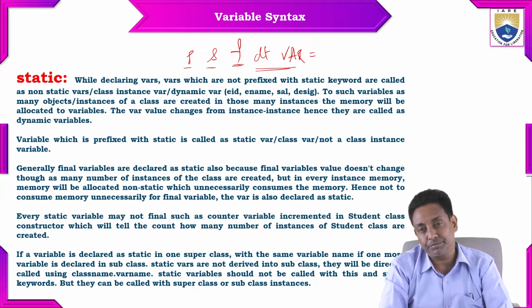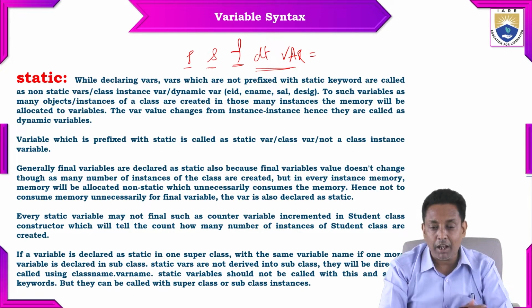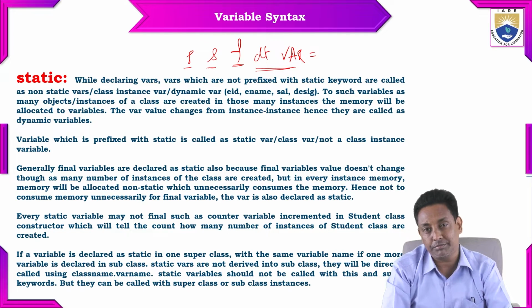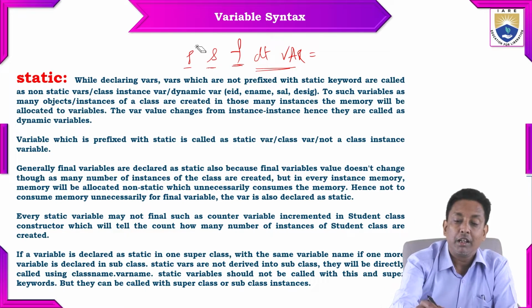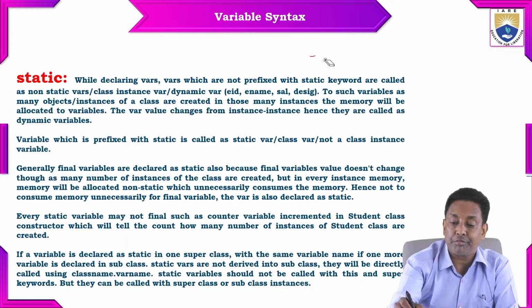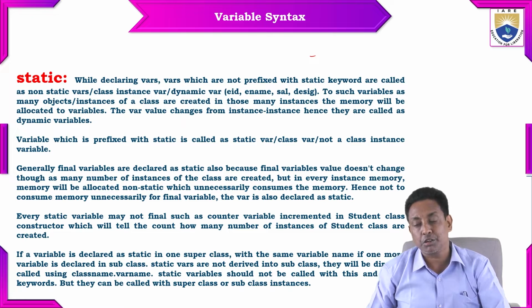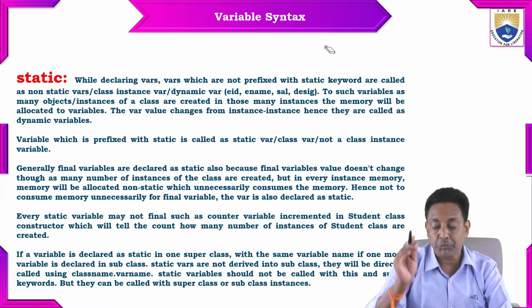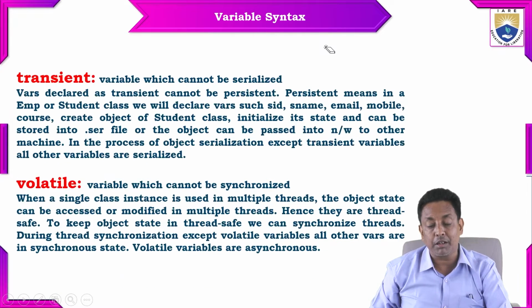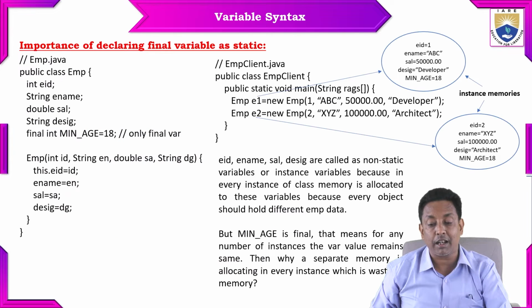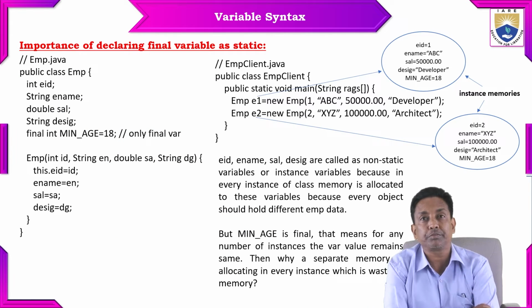Combinations in Java. Why are final variables also declared as static? What is the benefit of declaring a final variable as static? If I read across all these paragraphs, you can read them later on. I'll show you this with an example. Why must a final variable also be declared as static? On that, I'm giving an example.